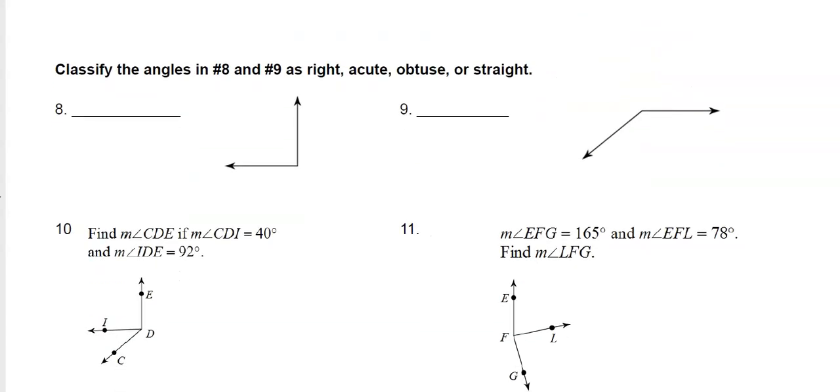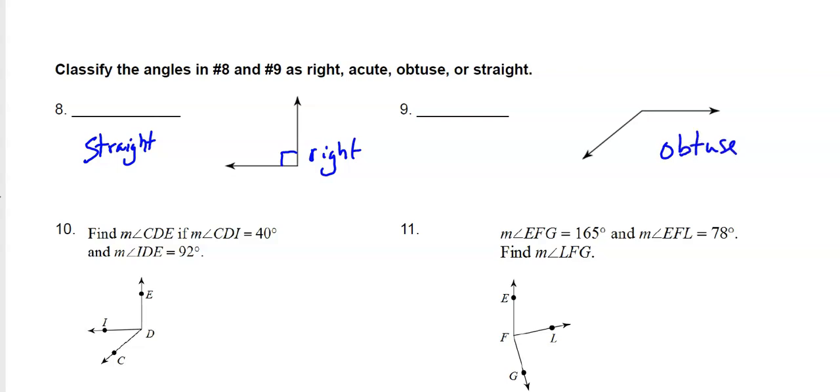Classifying is just naming. We got to classify them by how many degrees they are. Well, this one is called a straight angle because it's wide open. This one appears to be a right angle. Technically there should probably be a little line there. And this one over here should be obtuse.